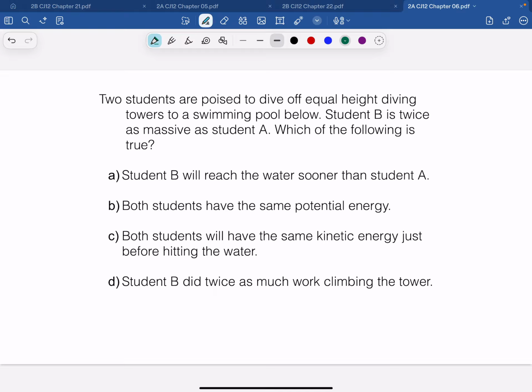Why is C wrong? Because they have different masses. If they have different potential energies, then the kinetic energies will be different. Conservation of energy, right? Whatever you start with, you end with. So if they're already different at the beginning, they're going to be different at the end.